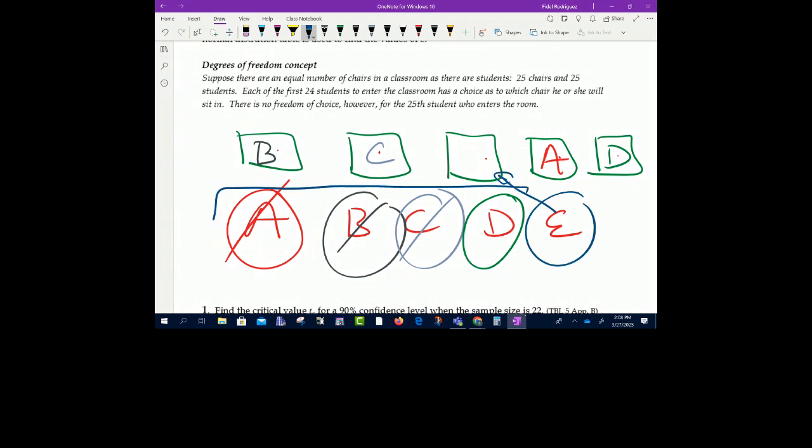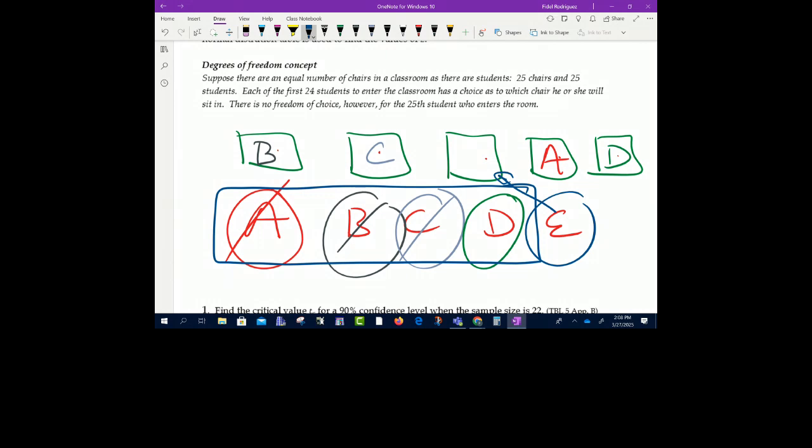So how many people had choices? 4 of them, right? So if my sample size was 5, then 1 less. 4 of them actually had a place where they could choose to sit, right? That's what we mean by the idea of degrees of freedom, okay?